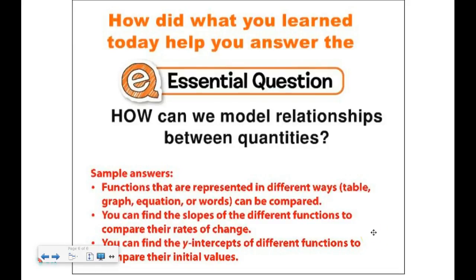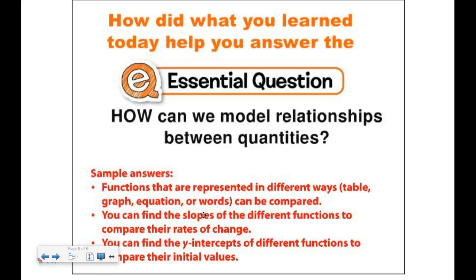So what you saw today hopefully is that functions are represented in different ways: table, graph, equation, words, and can be compared, and you want to compare them. If you have two different things, you want to make them both the same somehow so that you are comparing, as we said, apples to apples. You can find slopes of different functions to be able to compare rates of change. Rate of change and slope is the same thing. Hopefully after seeing chapter 3 and chapter 4, you understand that rate of change means slope.